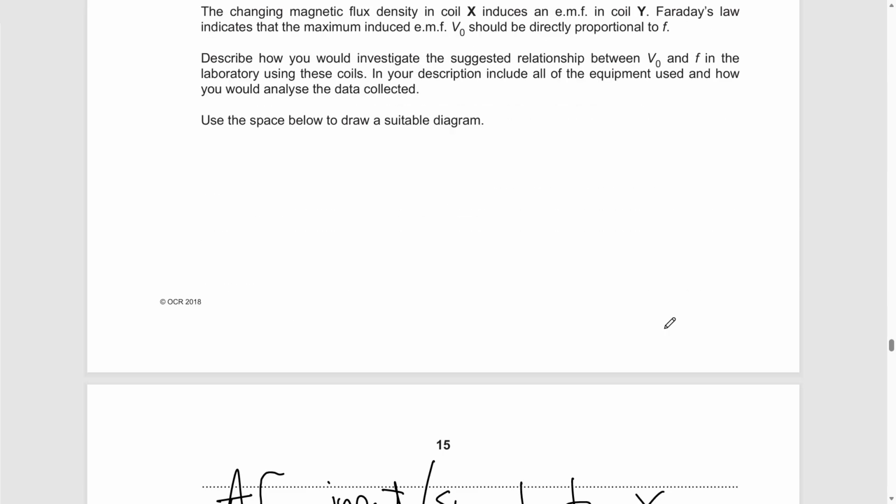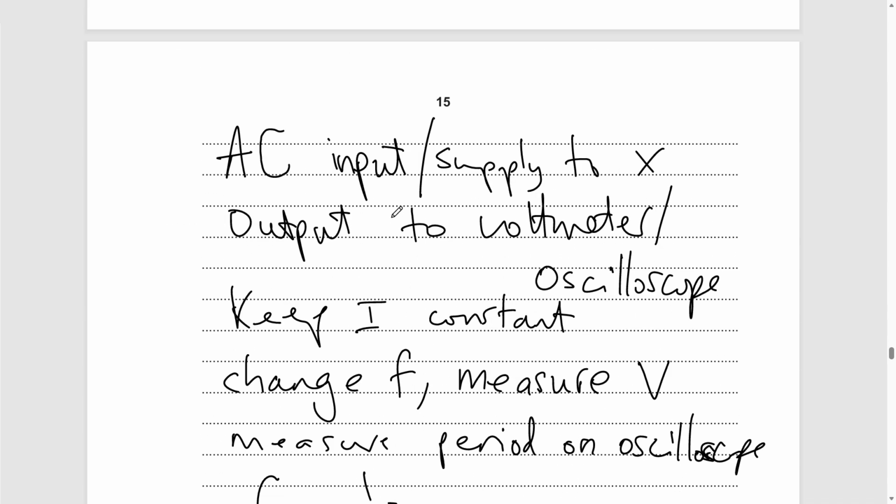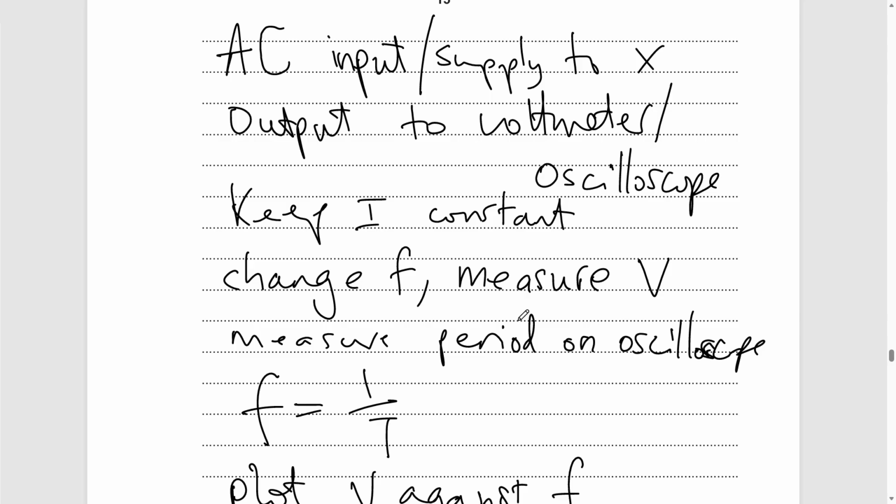Okay, for this question, a transformer question, you need to have an AC. Why? Because for a transformer, you need to have an alternating current. If you don't change the magnetic flux, you're not going to get an EMF. So you have to change the current direction or the voltage direction. The output needs to be connected to a voltmeter or oscilloscope. Keep the current constant. You're changing the frequency and you're measuring the voltage.